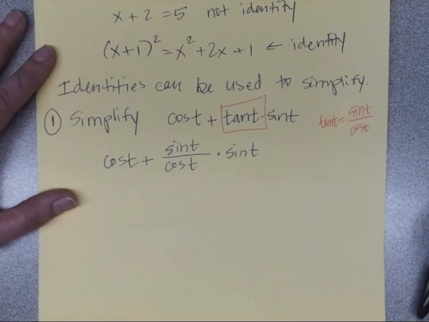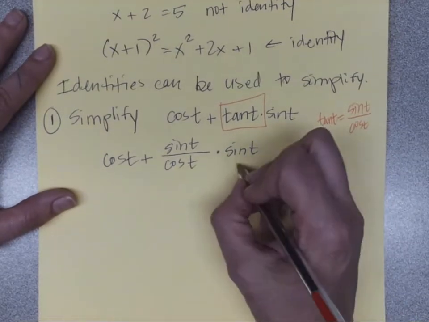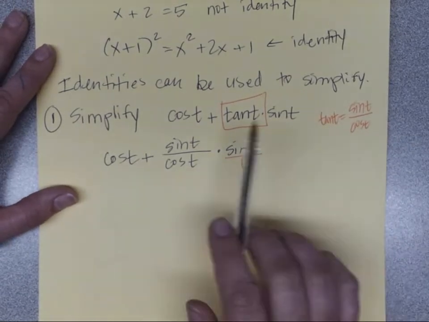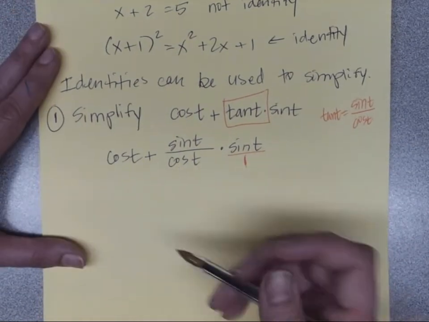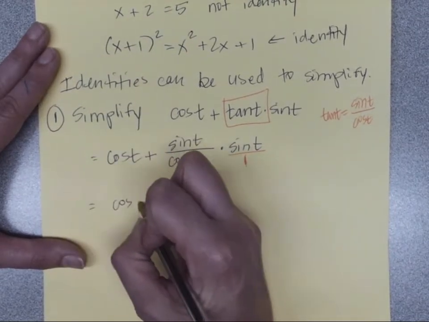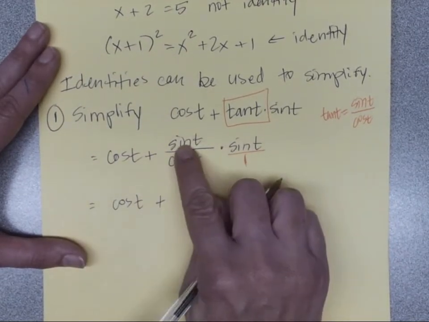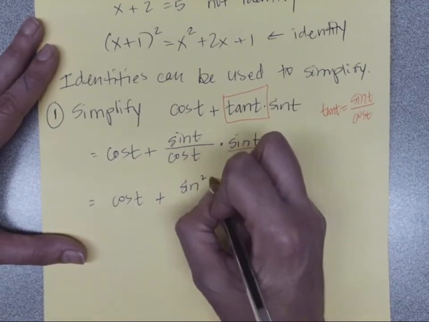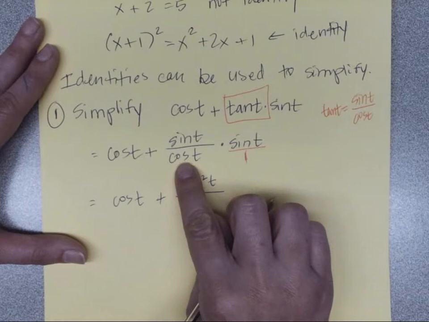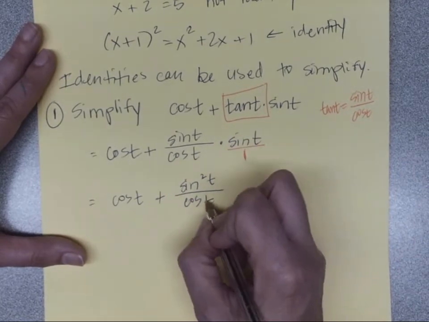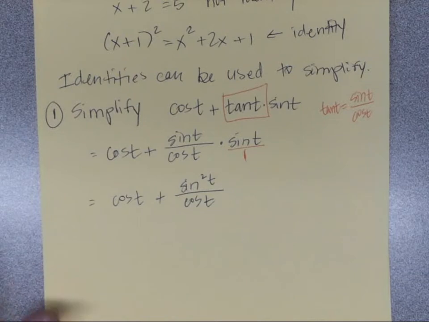Here I have multiplication. This is a fraction, this is not a fraction. I can write it as a fraction over 1. And multiplication of fractions, remember you just multiply across the top, multiply across the bottom. So this now becomes cosine of t plus sine t times sine t would be sine squared t. Cosine of t times 1 is just cosine of t. Okay, so it's already getting a little bit better.